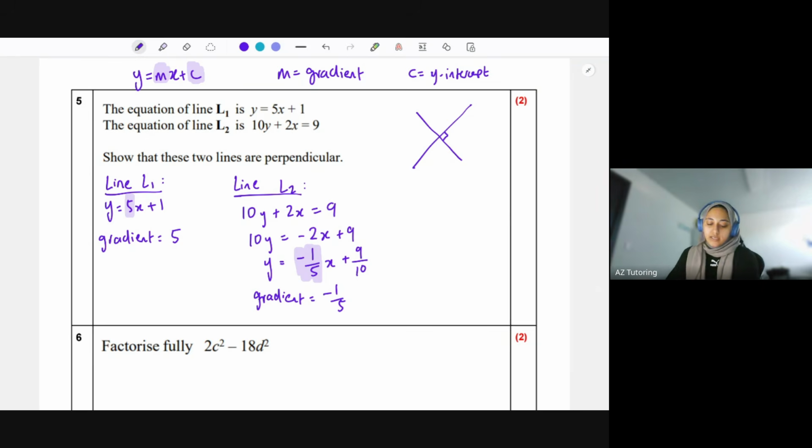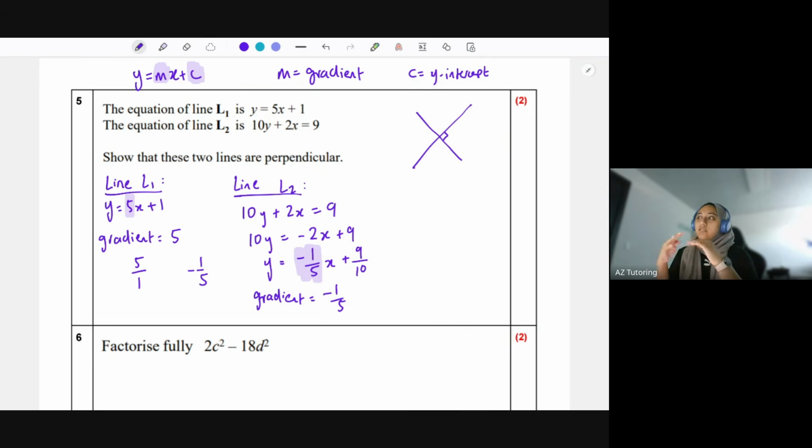So I can see clearly that these two lines are perpendicular to each other because the negative reciprocal of 5, remember 5 is 5 over 1, is you flip it over, so 1 over 5, and then you put a minus sign in front of it. But that's not enough to get the marks in this question.